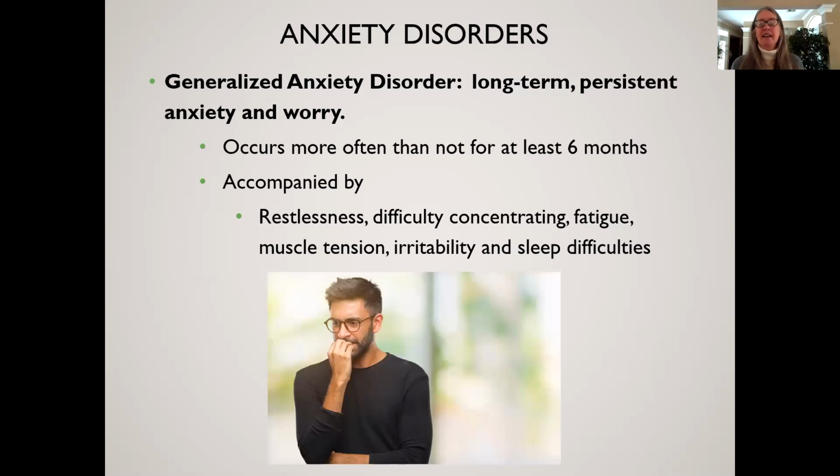Now, another kind of anxiety disorder is not focused on one particular thing. We're going to call this generalized anxiety disorder. This is long-term persistent anxiety and worry. In order to get this diagnosis, you have to have this persistent anxiety and worry more days than not for at least 6 months. So if you think about this as a week, at least 4 days of every week for 6 months, you had persistent anxiety and worry.